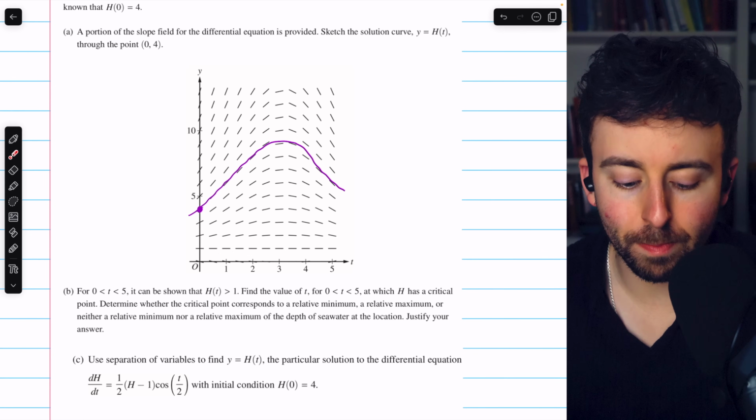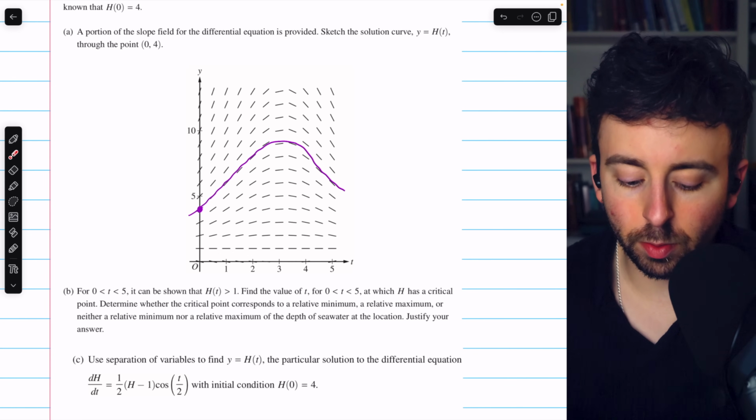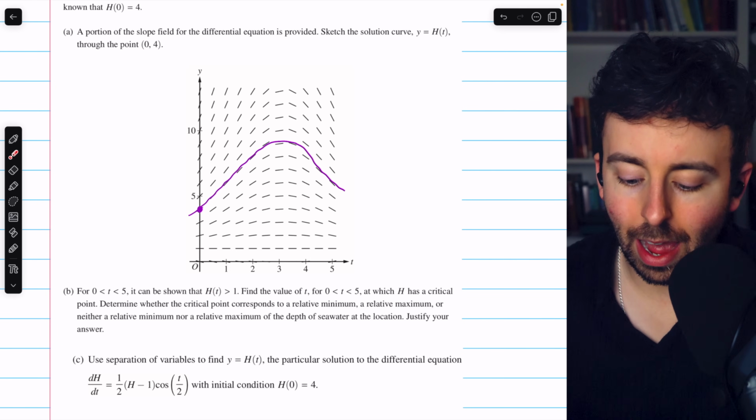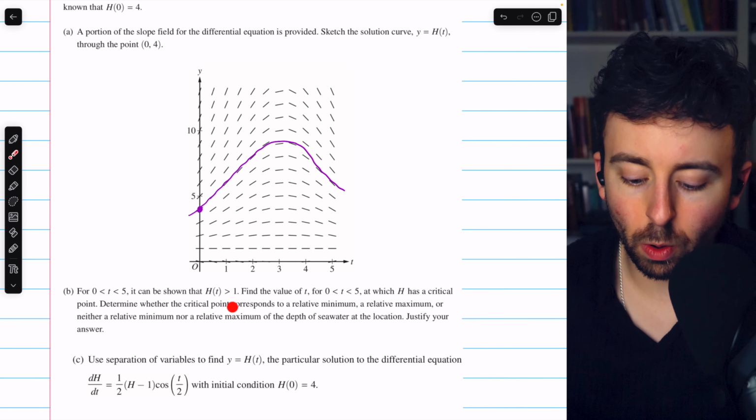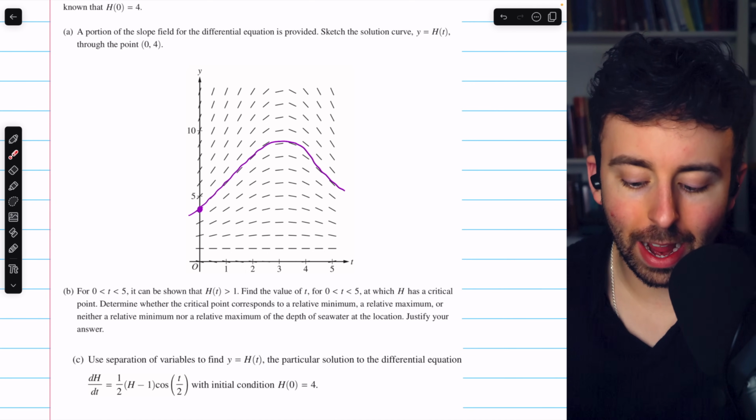Moving on to part B. For t between 0 and 5, it can be shown that h of t is greater than 1. Find the value of t between 0 and 5, at which h has a critical point. Determine whether the critical point corresponds to a relative minimum, a relative maximum, or neither. And of course, we must justify our answer.